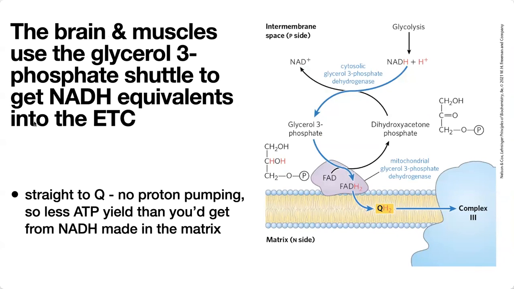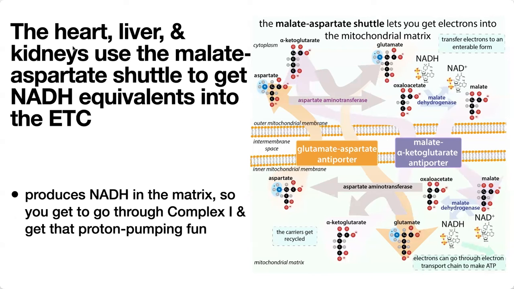So that's the main way that your brain and muscles get these electrons into the matrix. But what about your other cells? Well, it turns out that your heart, liver, and kidneys say, hey, we want to get in at complex 1. We can get a bigger yield there. And so they use this method called the malate-aspartate shuttle. How this works is a bit more complicated, but don't worry, most of this is just to regenerate all the components that we need.